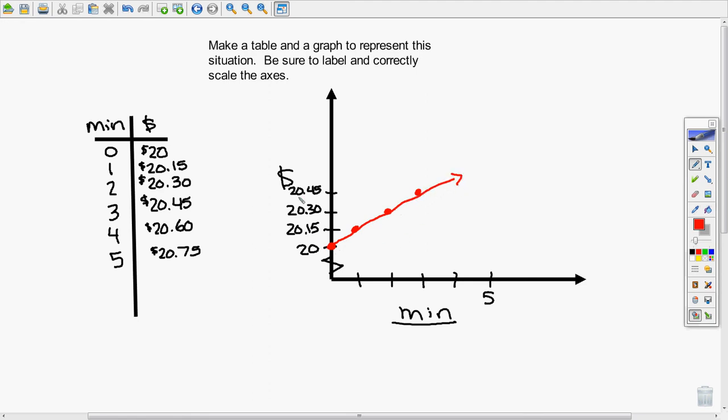Okay? You can go further than this and make your graph match your table there and so forth, but that's the basic idea of what that question's asking for there.